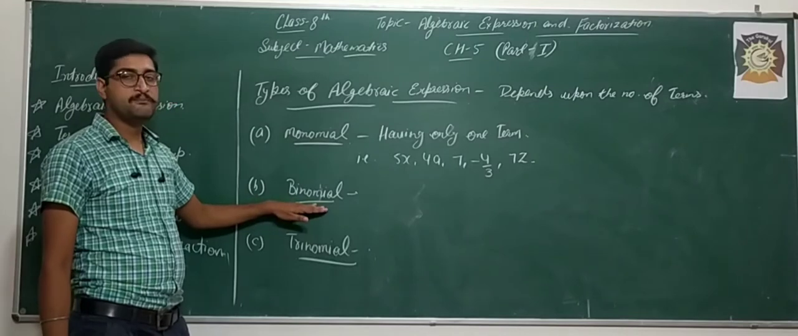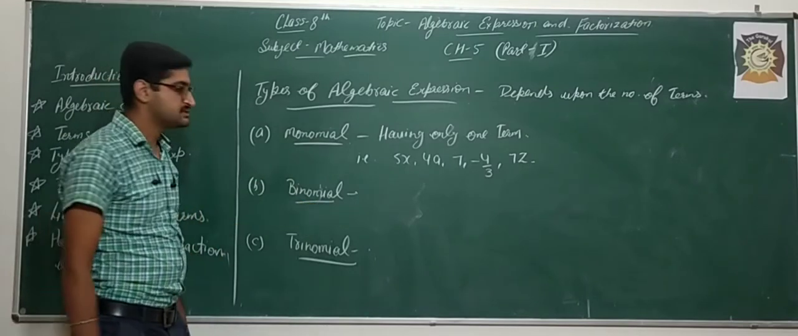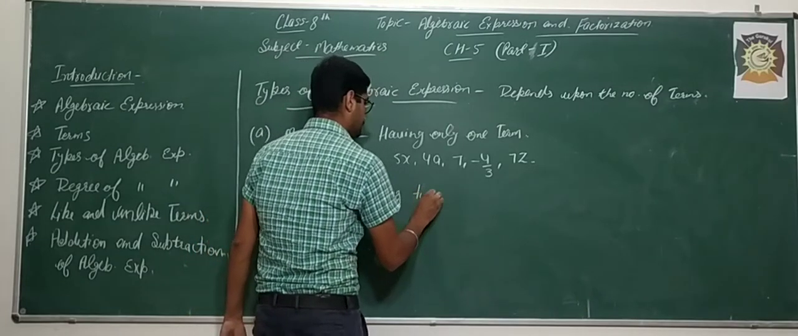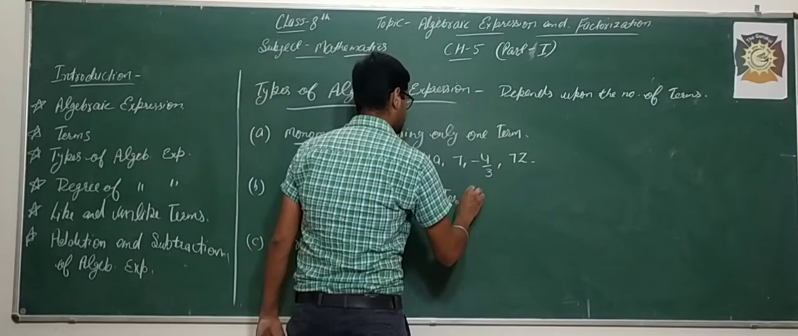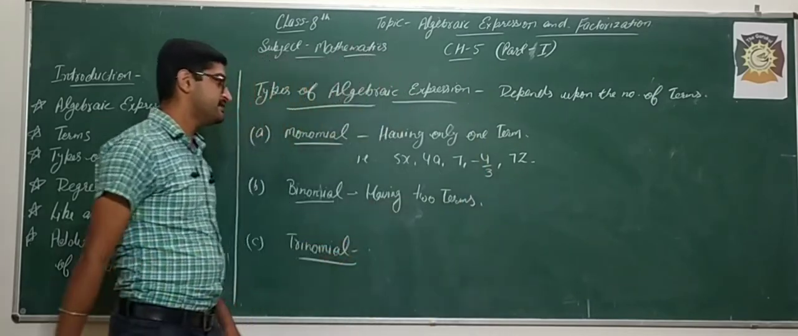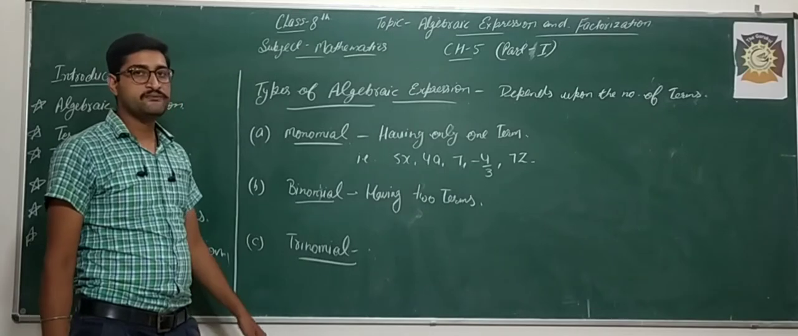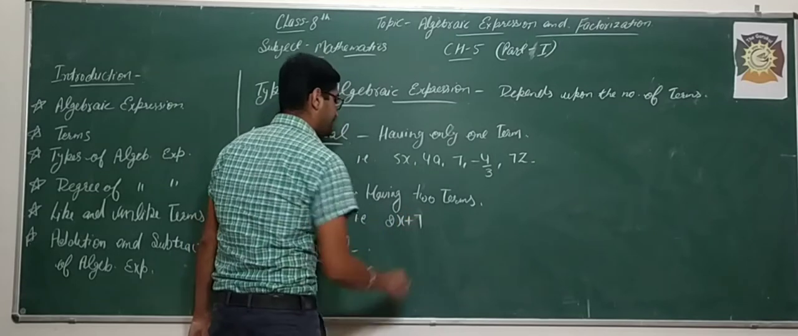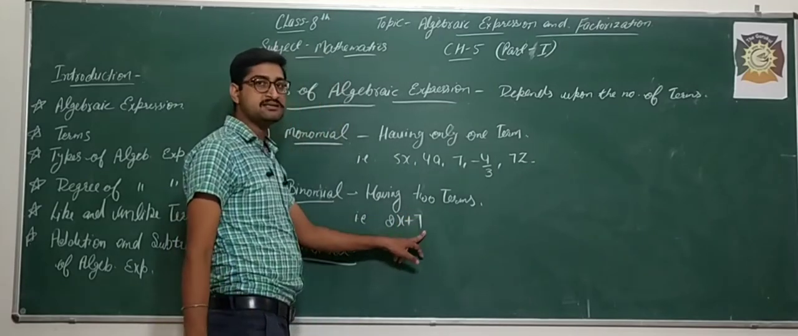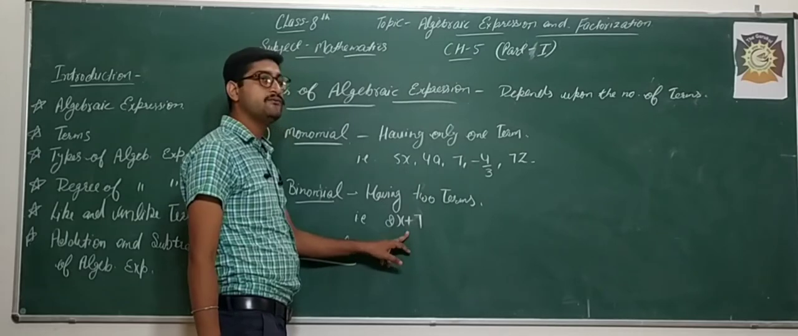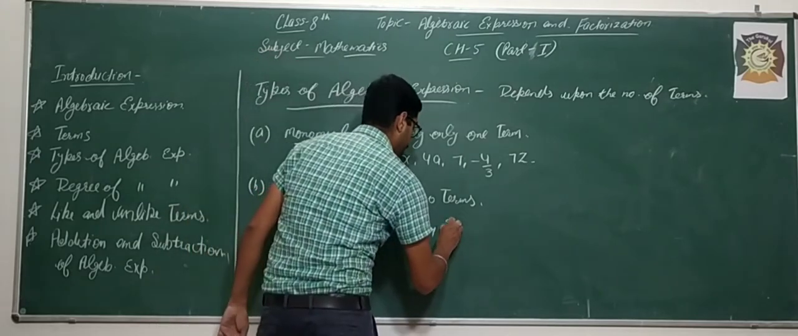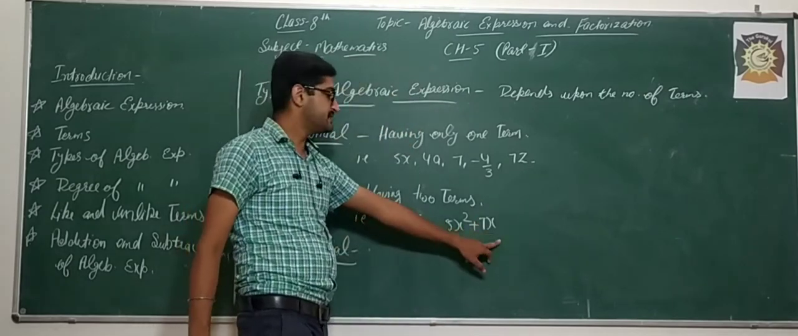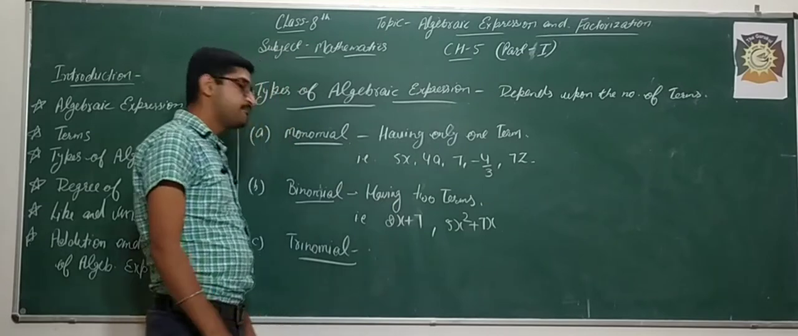Now the next is binomial. Binomial, that having two terms. So an algebraic expression which is having two terms comes in the category of binomial. For example, 2x plus 7, first term, and the second term, it comes in the category of binomial. 5x square plus 7x, first term, second term, it comes in the category of binomial.